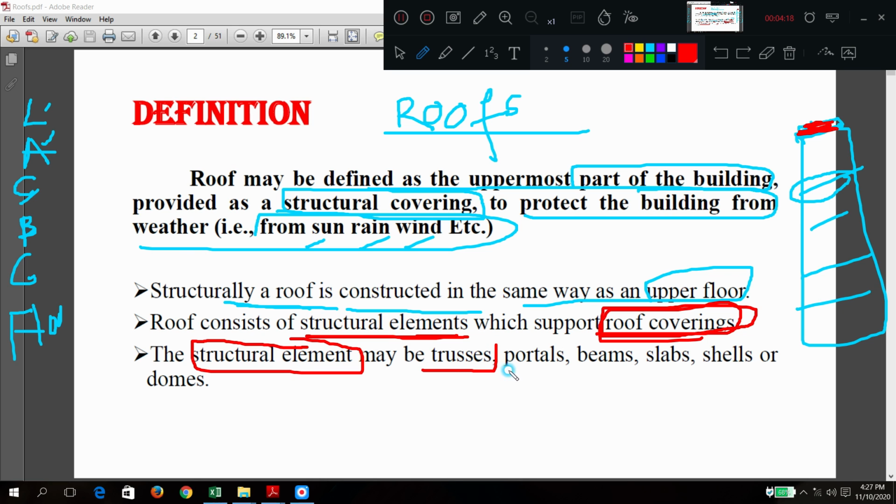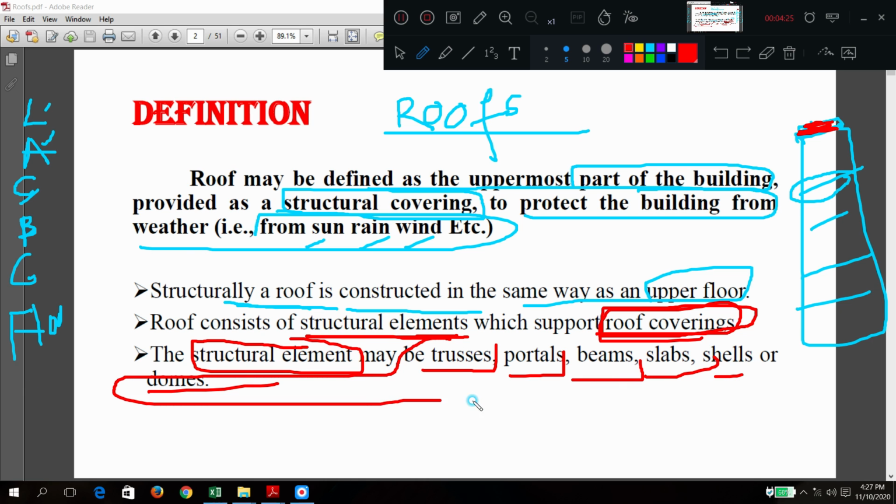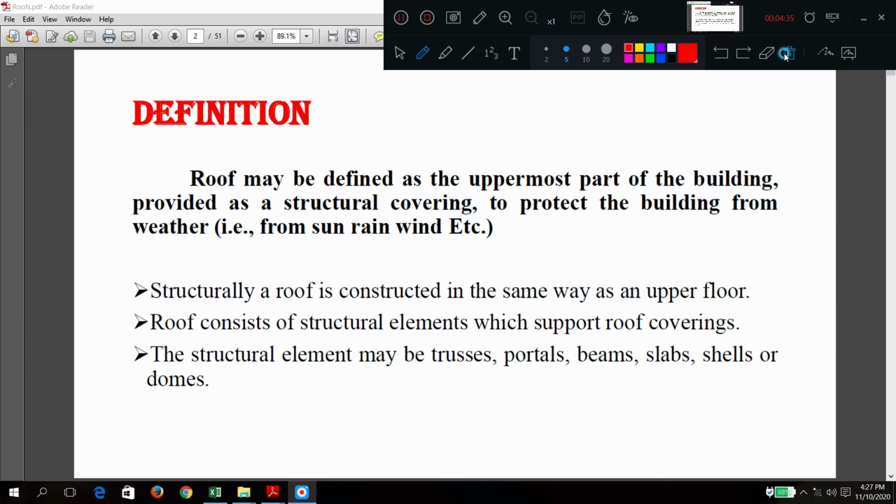What are the structural elements which act as a skeleton or transfer the load? They may be truss, portal, beams, slab, shells, domes. All these things are structural elements. The structural element acts as a skeleton. Like this skeleton, they are going to act. So this may be truss, portal, beams, we will see them.